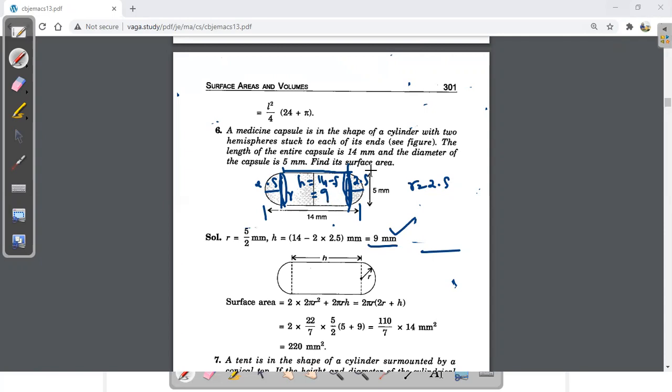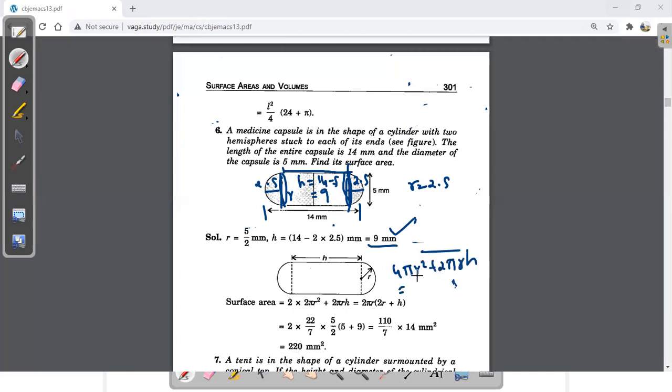Now we have to find the area. So it's a combined figure. We will calculate the curved surface area of the two hemispheres. So 2 into 2 pi r square. This is the area of one hemisphere, so multiplied by 2, we get 2 into 2 pi r square plus, what is the cylinder? 2 pi r h. So your formula will be 4 pi r square plus 2 pi r h.